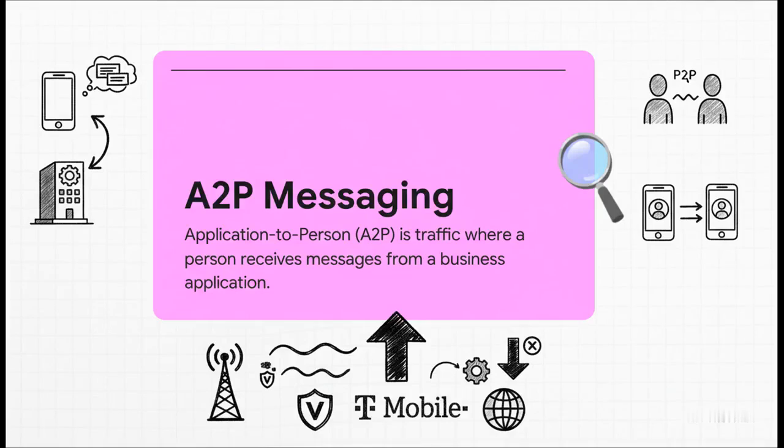First up is A2P. That stands for Application-to-Person Messaging. It's the official industry term for any text sent from a piece of software or an application to a real person. This is totally different from P2P, or person-to-person, which is just you texting a friend. And the big mobile carriers like Verizon and T-Mobile, they now treat A2P traffic very, very differently.